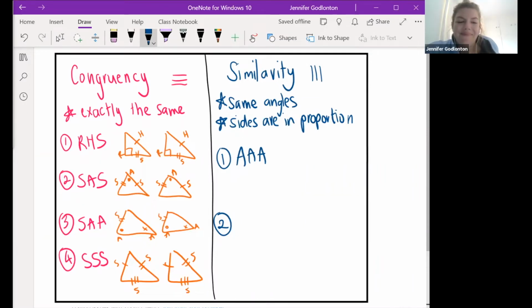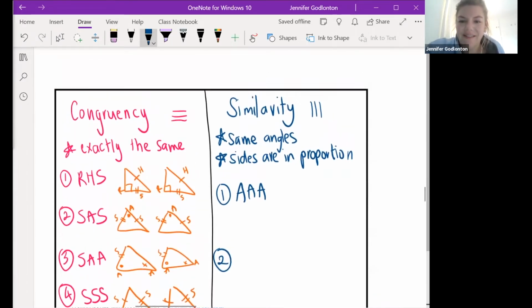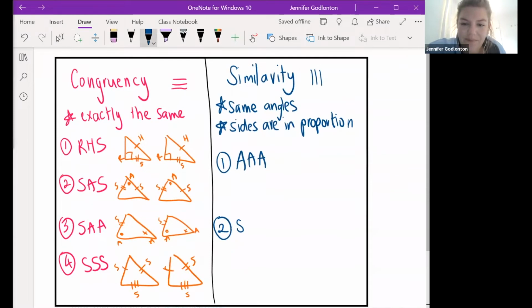There we go, sides in proportion. Perfect. Okay.